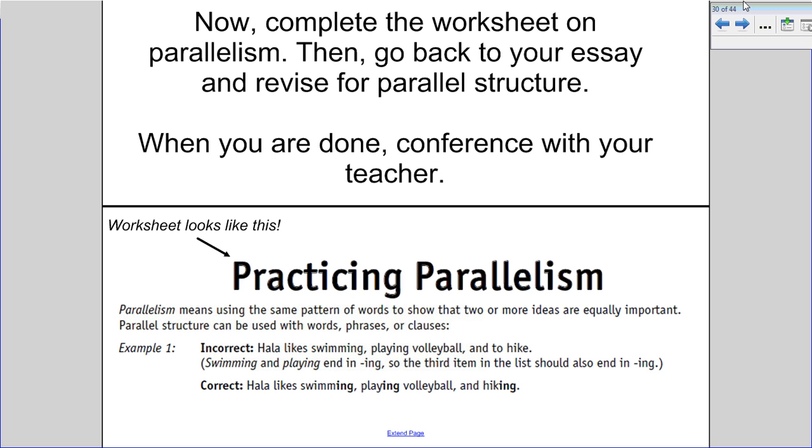What you are now going to do is complete a worksheet on using parallel structure in your writing. Then you're going to go back and revise your essay for parallel structure. When you are done, you are going to bring your worksheet and your essay to your teacher for a conference. Your worksheet looks like this.